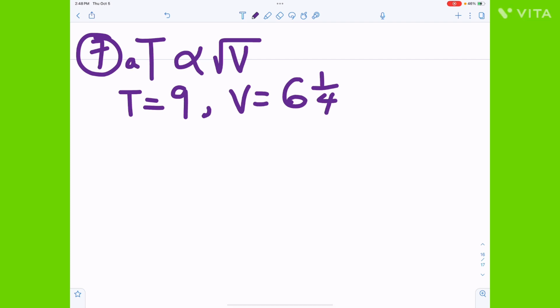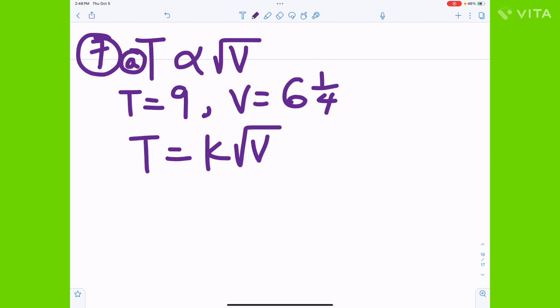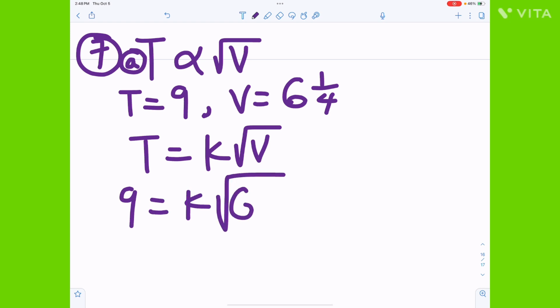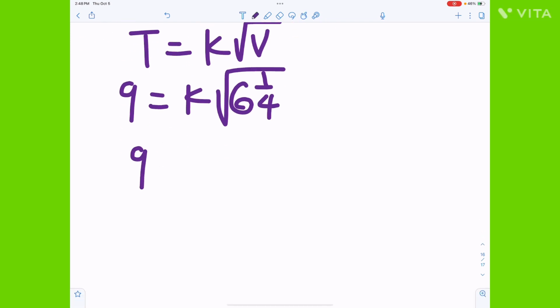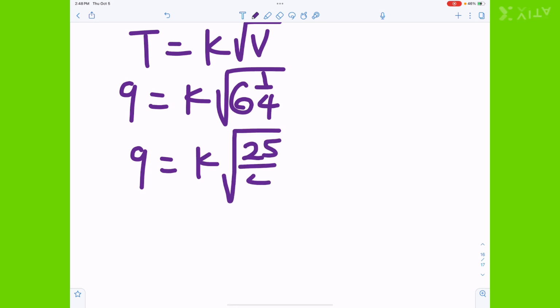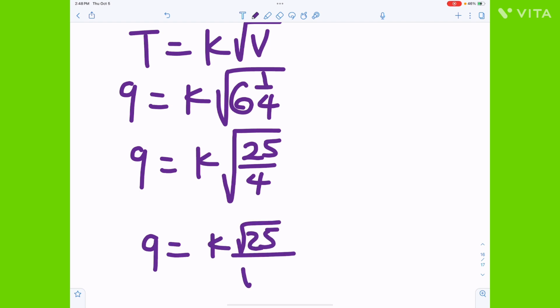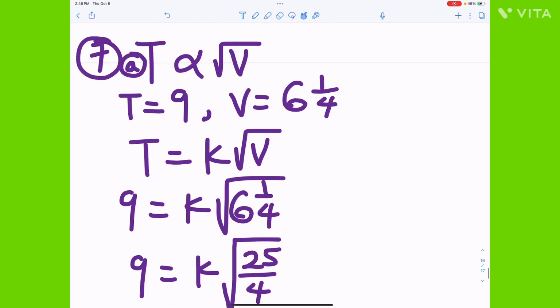So first thing, let's go ahead and find the relationship between t and v. T varies directly as the square root of v. You change it to an equation by introducing the constant. So t will be equal to k times root v. T is 9 when v is 6 1/4. So t is equal to k times root 6 1/4. That gives you 9 is k times square root of 25 over 4. That gives you 9 is k times root 25 over root 4. I can split the square root signs like that.